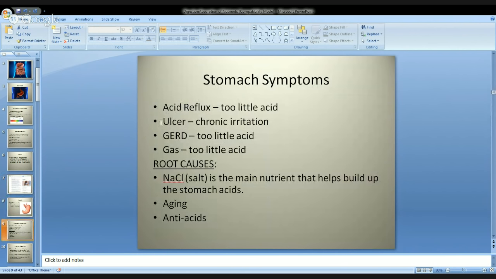Now, an ulcer means too little acid for too long a period of time, and then you get a chronic irritation, and it just eats a hole through your esophagus or stomach or even small intestine. So that's an ulcer, and an ulcer could be triggered by stress as well. GERD, too little acid. Gases, too little acid. So you think about this: if the stomach is not right, you can't absorb minerals. You can't absorb amino acids. You can't absorb B12. A lot of problems.